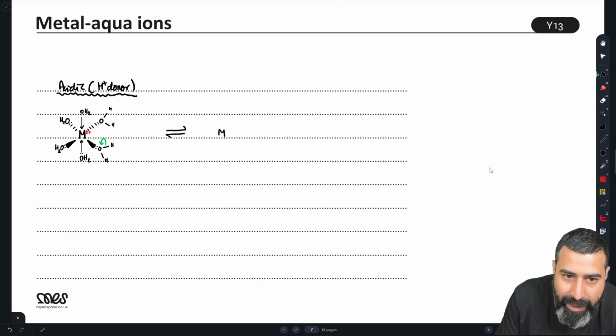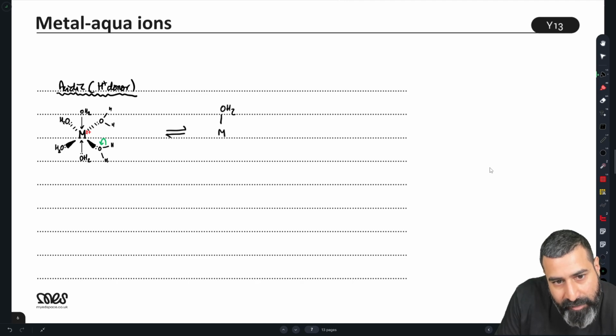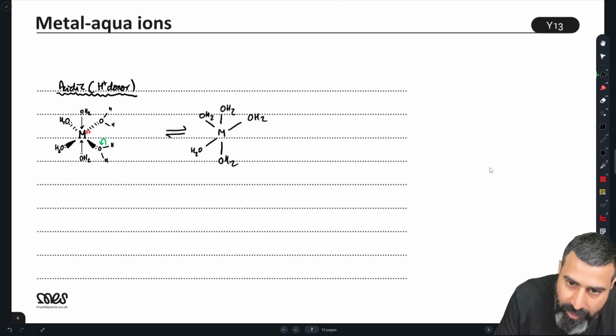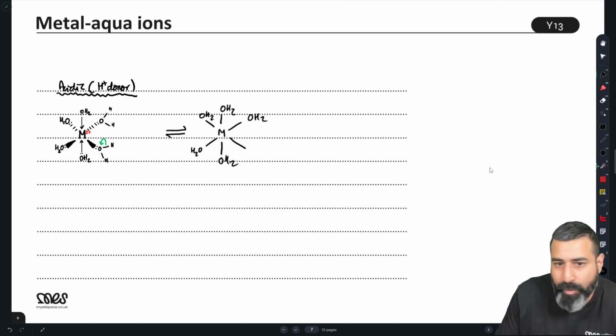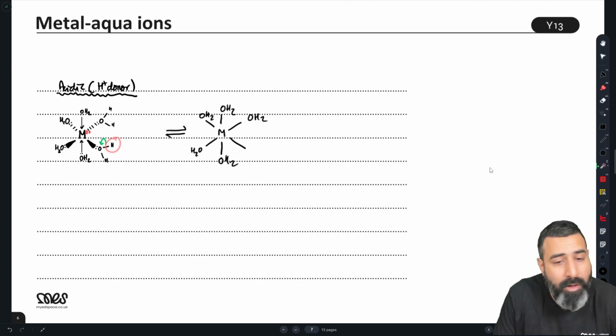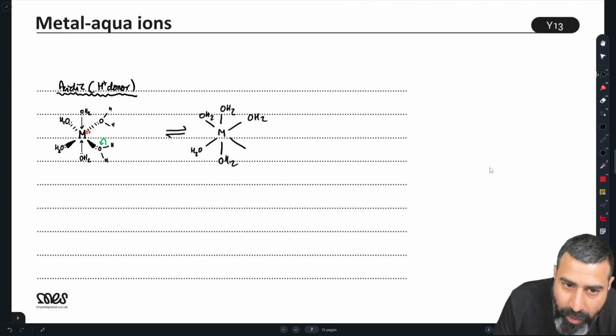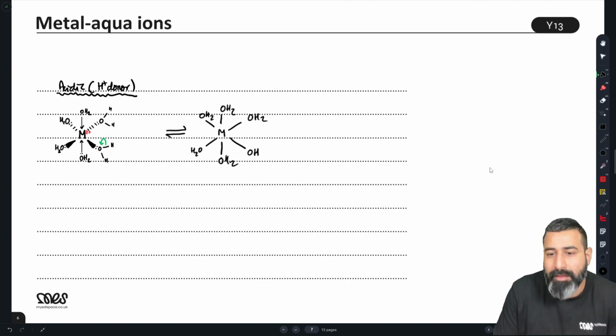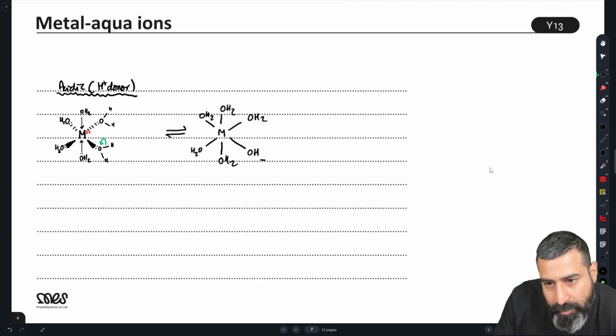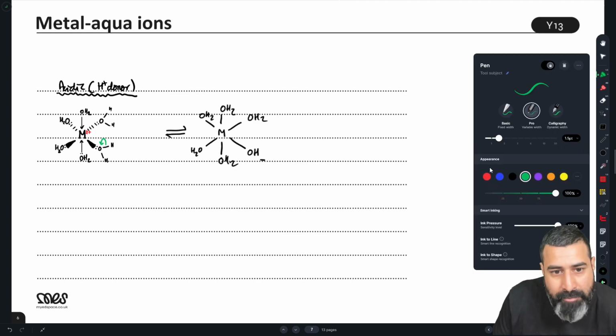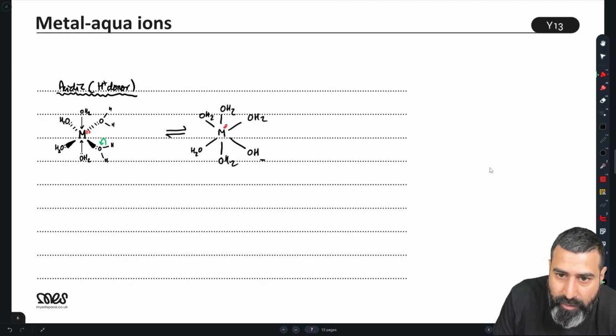So now we're going to have M, and it's going to have 5 water ligands around it. I'm not going to put the dash and the wedge. So we've got 5 water ligands around it. But what do we have left here if we deprotonate on that water molecule? Well, we don't have OH2 anymore. Now we just have simply OH. And remember, this is going to have a negative charge. And my metal center has a 2+ charge.